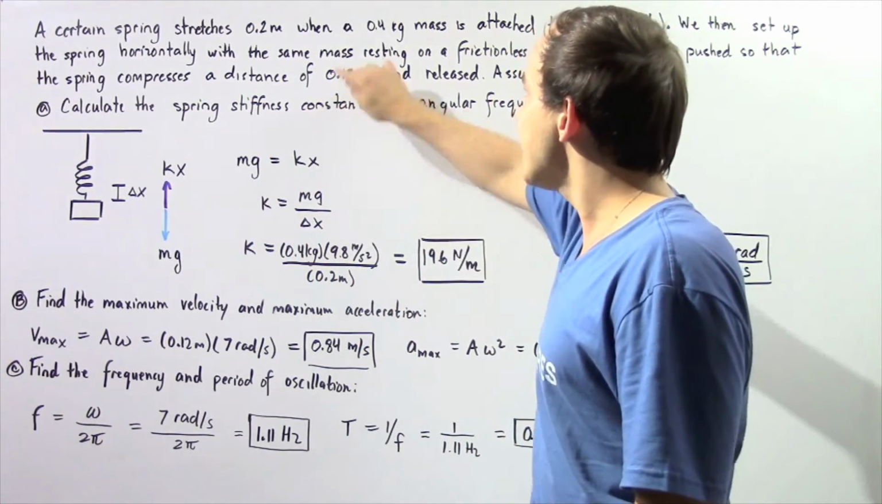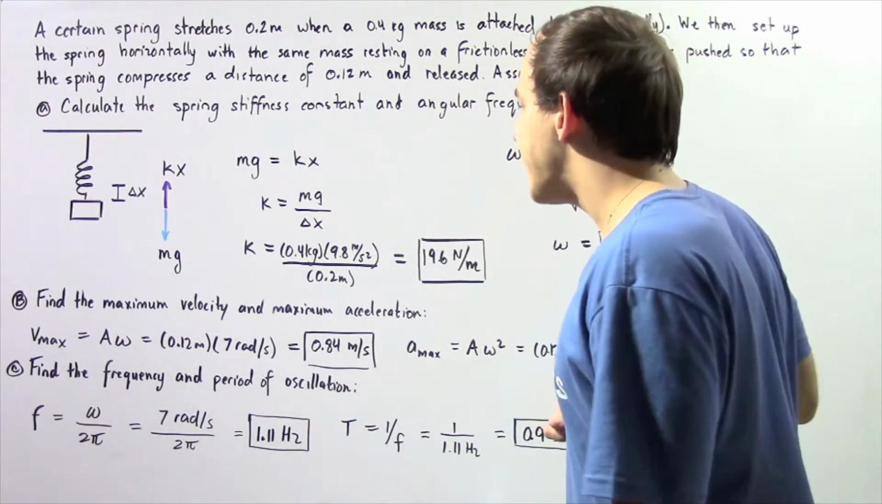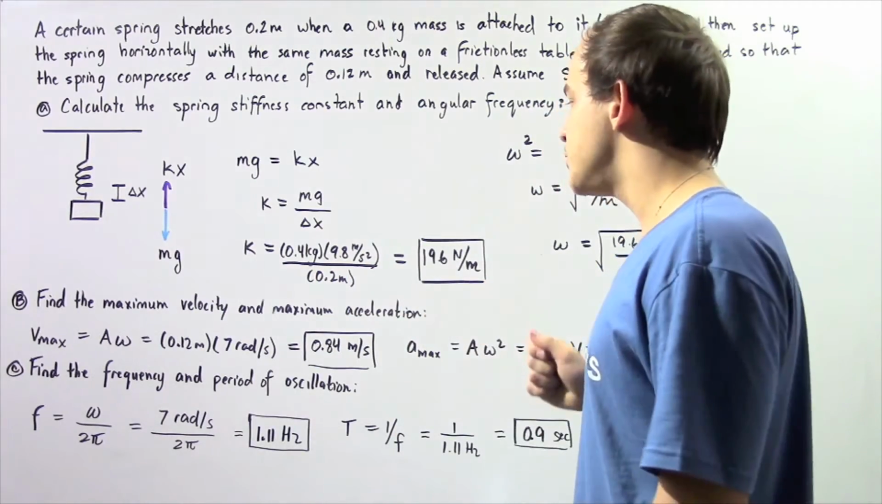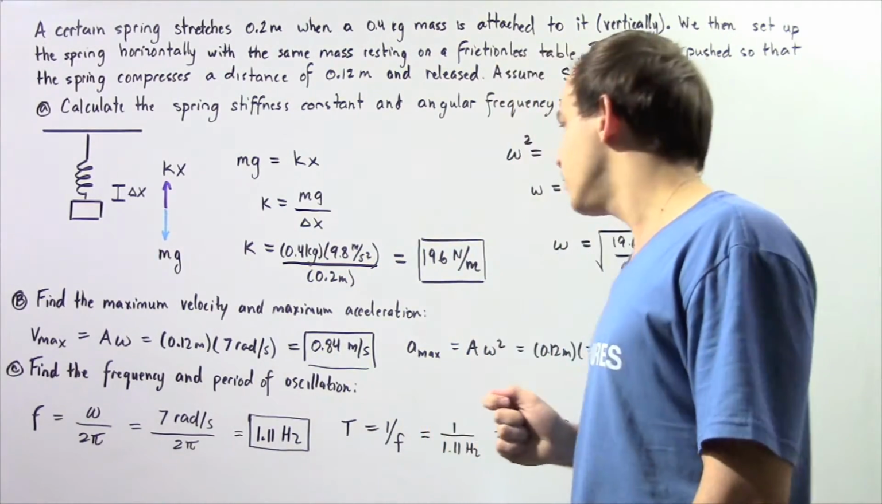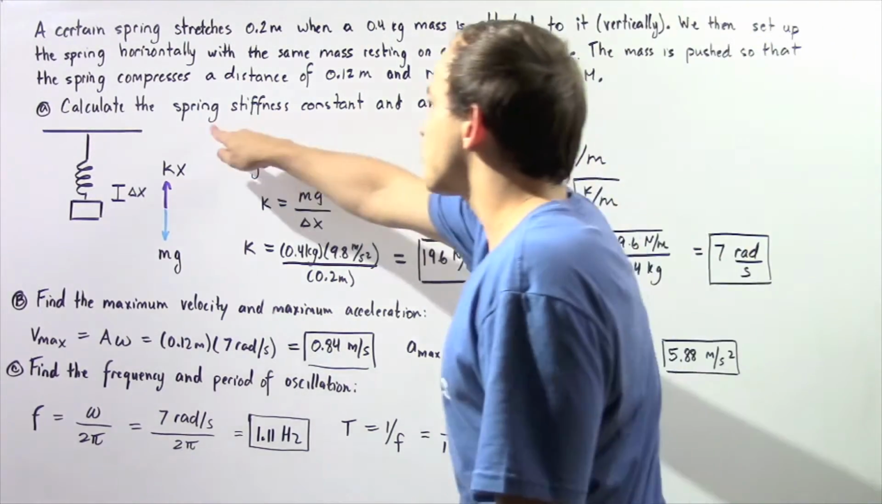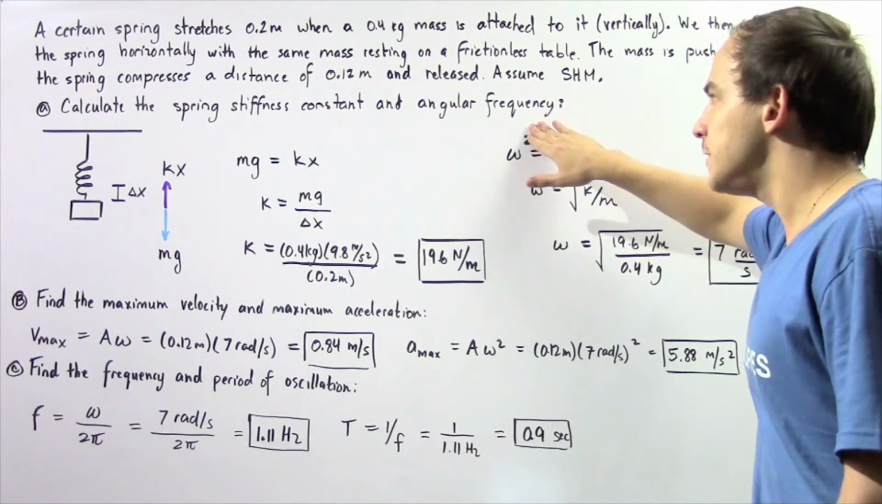Our spring stiffness constant of this particular spring is equal to mass times g divided by our displacement. So the mass is given to be 0.4 kilograms, the g is 9.8 meters per second squared, and our displacement is 0.2 meters. So we plug those values into our calculator and we get 19.6 newtons per meter is the spring stiffness constant.